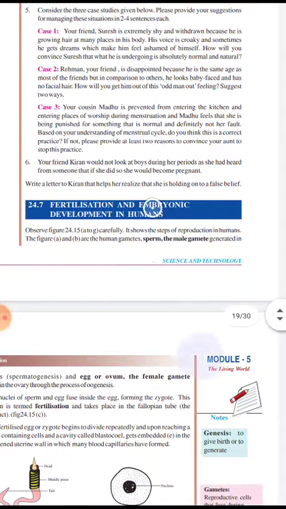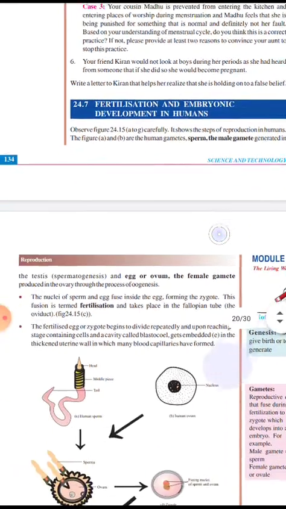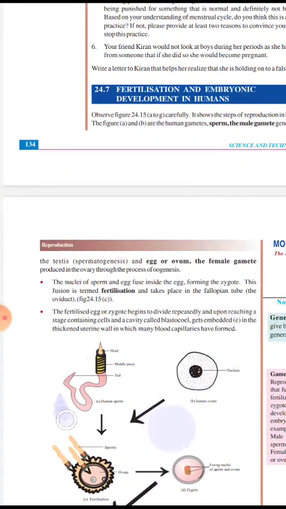And the next topic is fertilization and embryonic development in humans. Here in the diagram they have given the steps of reproduction in humans, and figures A and B are the human gametes. The first one is the sperm, the male gamete that is generated in the testis. The second diagram is the egg or ovum, the female gamete produced in the ovary through the process of oogenesis. The process in which the ovum or egg is formed is called oogenesis.